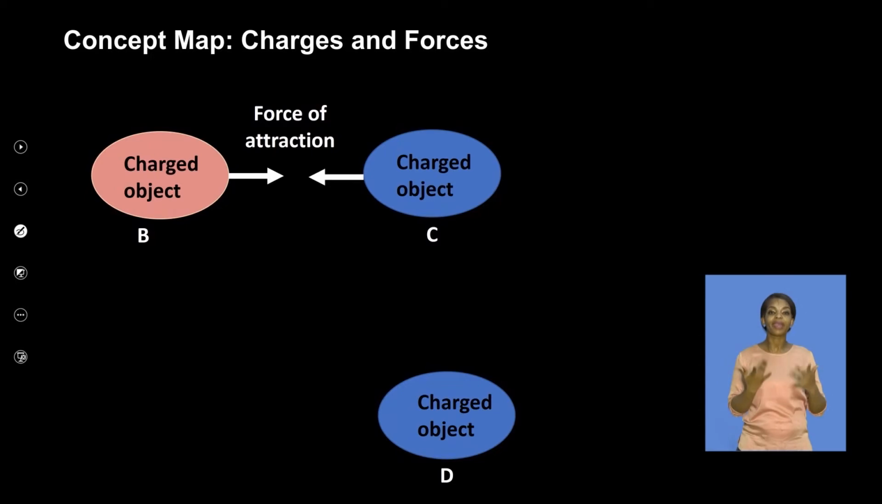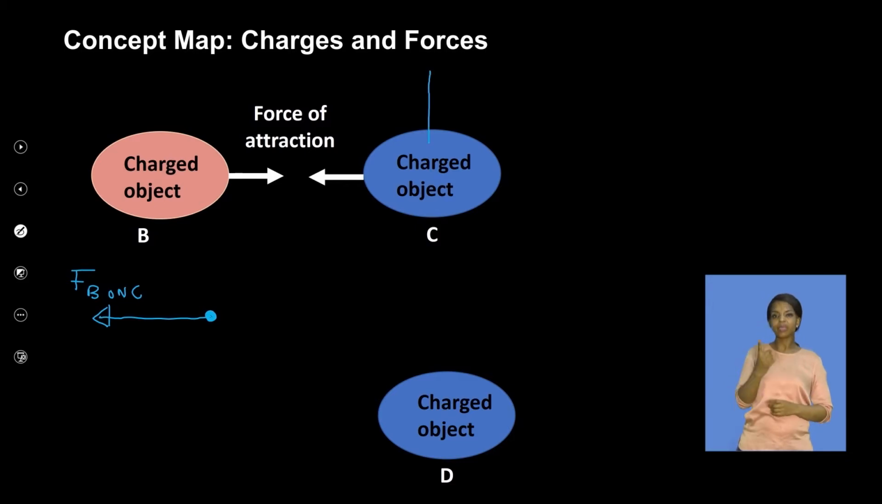If we consider object C once again and look at the forces that act on object C due to objects B and D, what is actually happening? If B and C are attracting each other, the force exerted by B on C is still in that direction. Nothing has changed. Force by B on C. On the other hand, charges C and D are like. What's going to happen? D is going to repel C away from it. So this is the force on C by D.